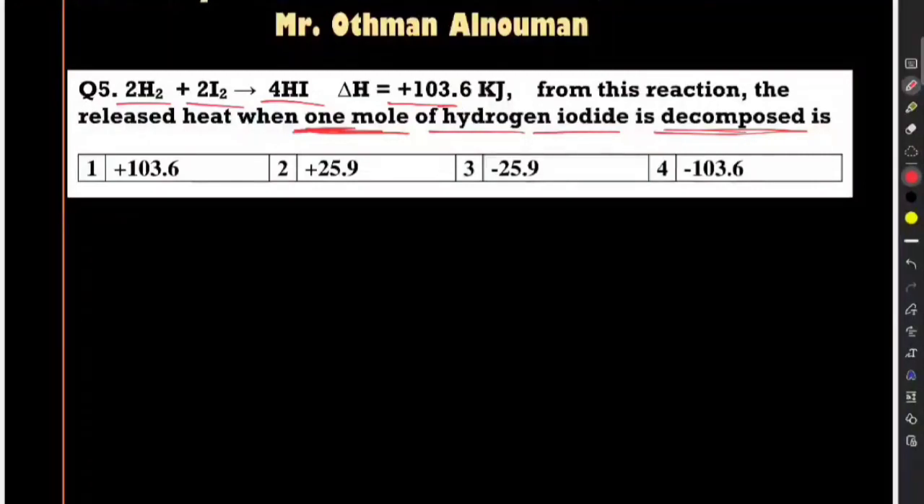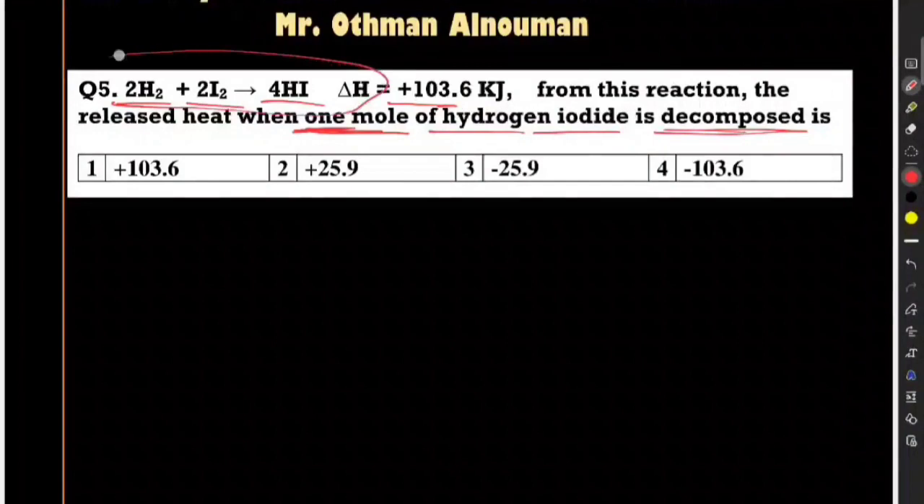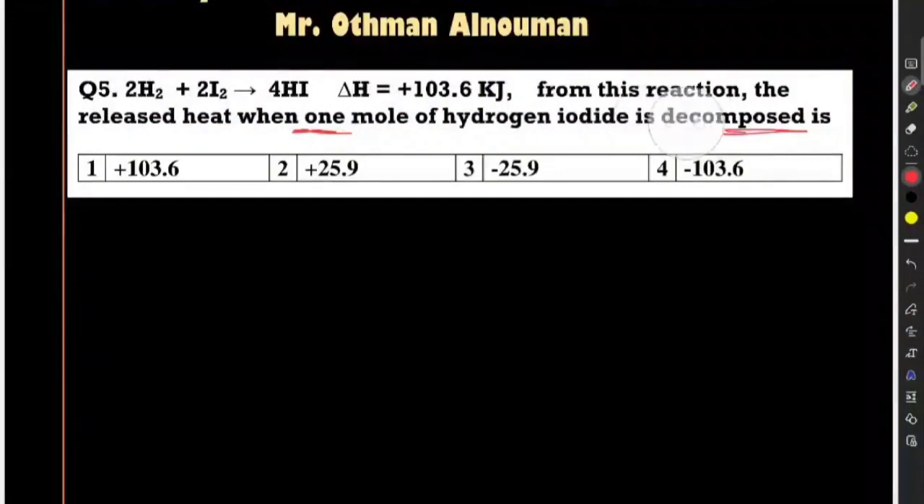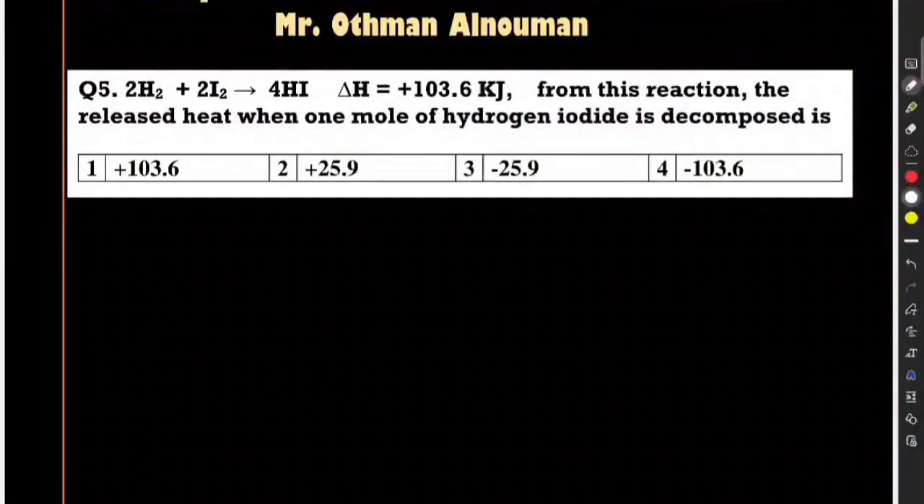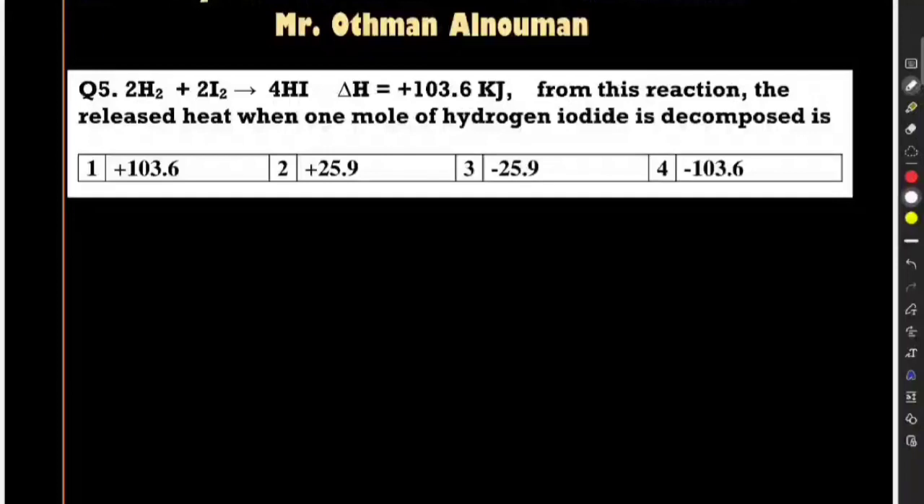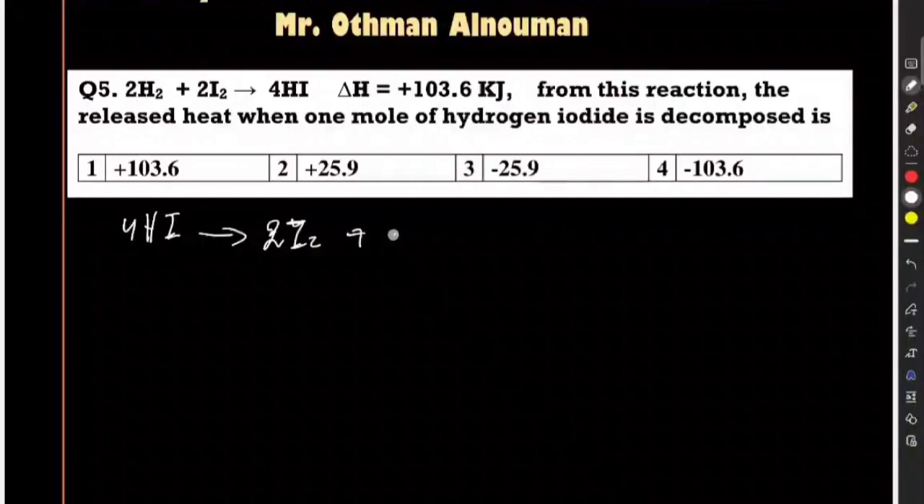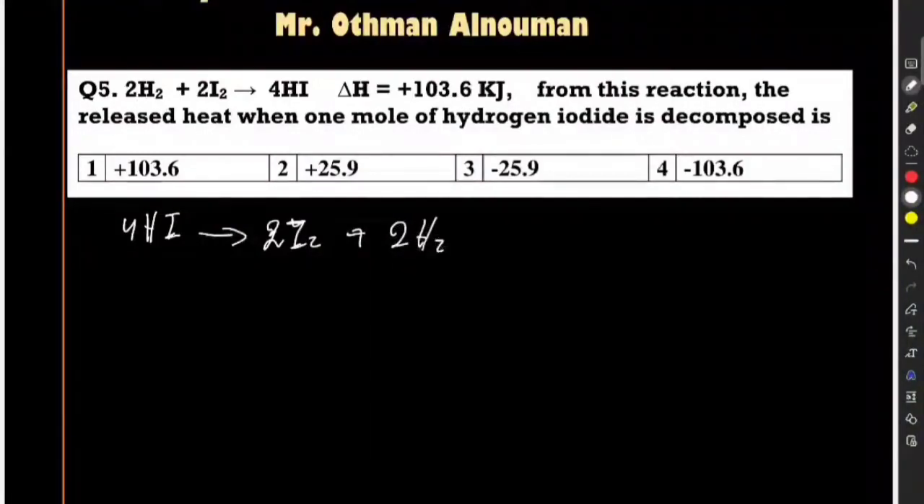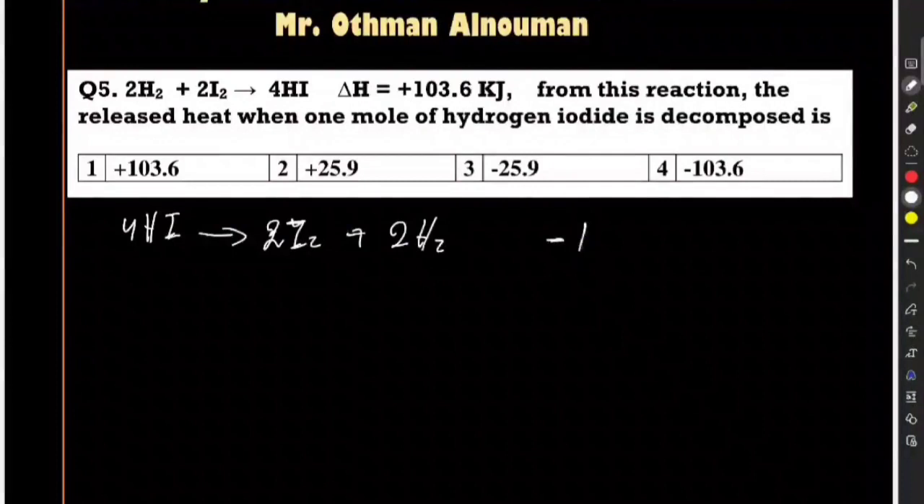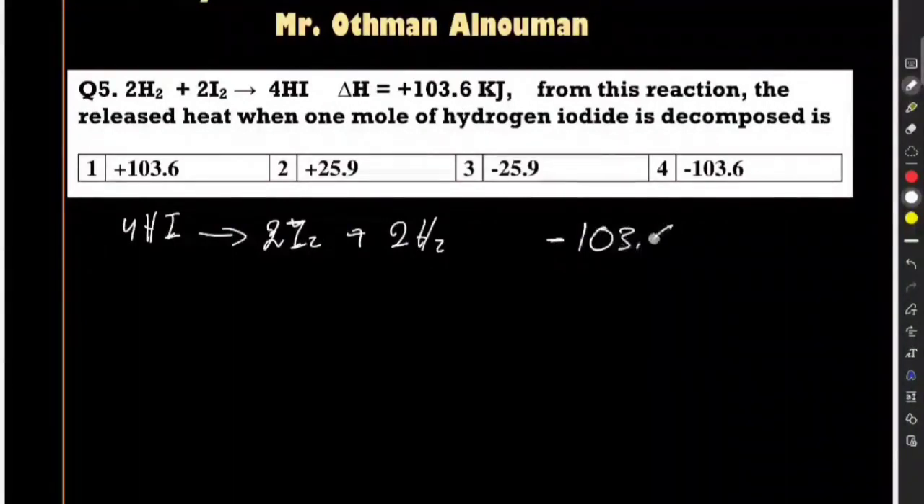Now this equation is the equation of formation. Now we need to make it the equation of decomposition, and to do that, we need to reverse the equation. So I'll say 4 hydrogen iodide breaks down to give us 2 iodine plus 2 moles of hydrogen. Now the heat will be negative 103.6 kilojoule. Now this is the heat of decomposition.